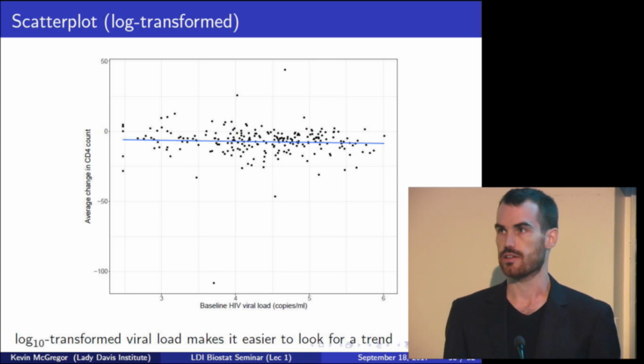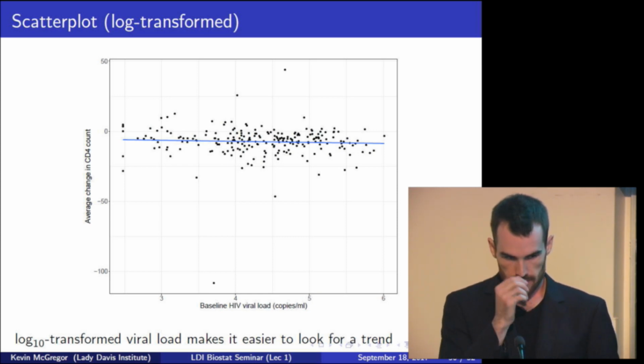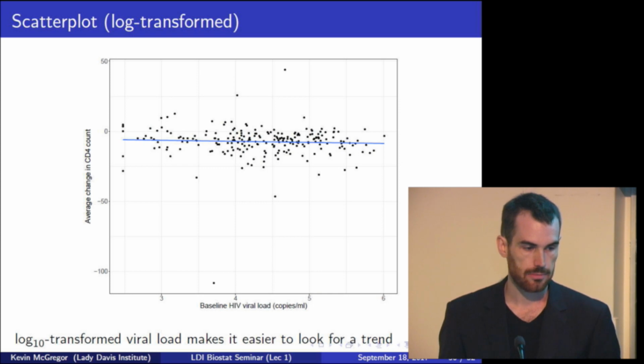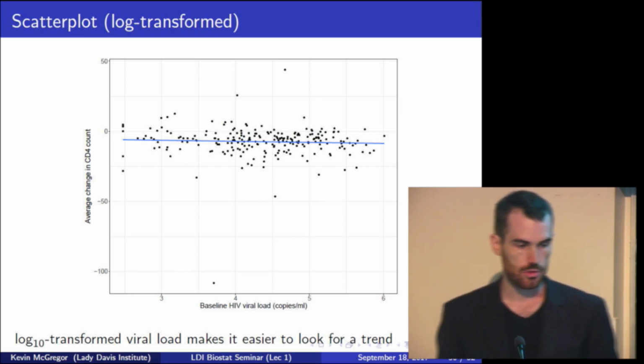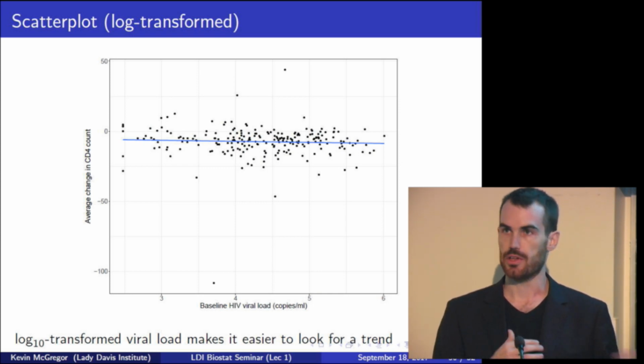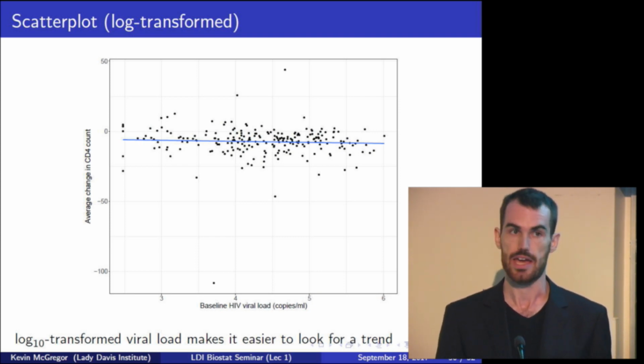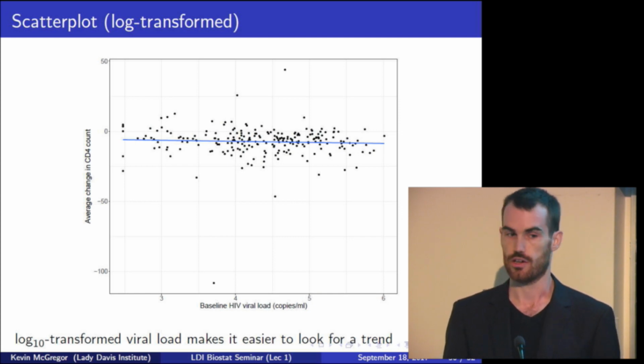That's just something that we're going to get into, but my point here was that sometimes when you have a variable directly from your data, you might want to consider transforming that variable before working on it, because sometimes it can make your life a lot easier.